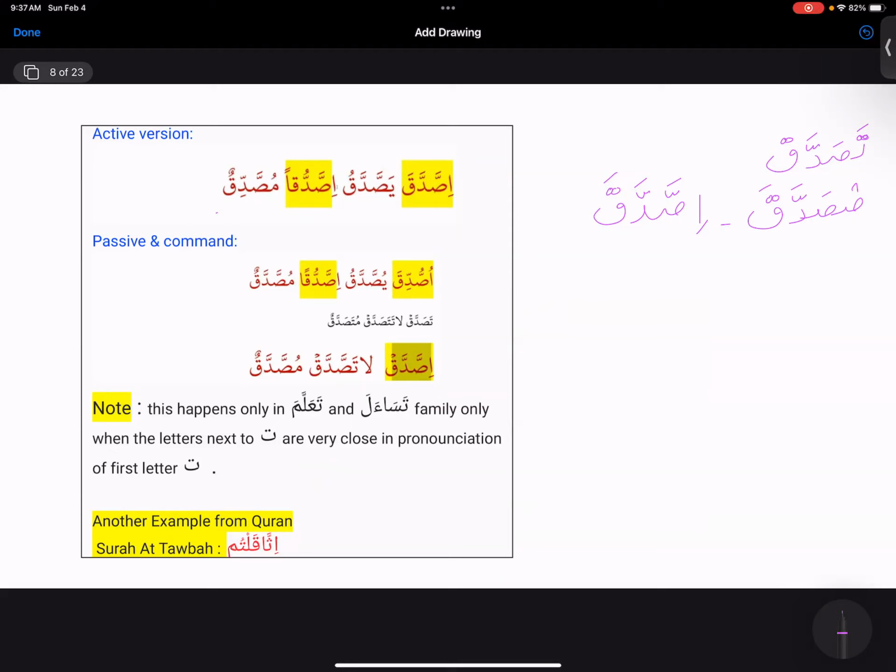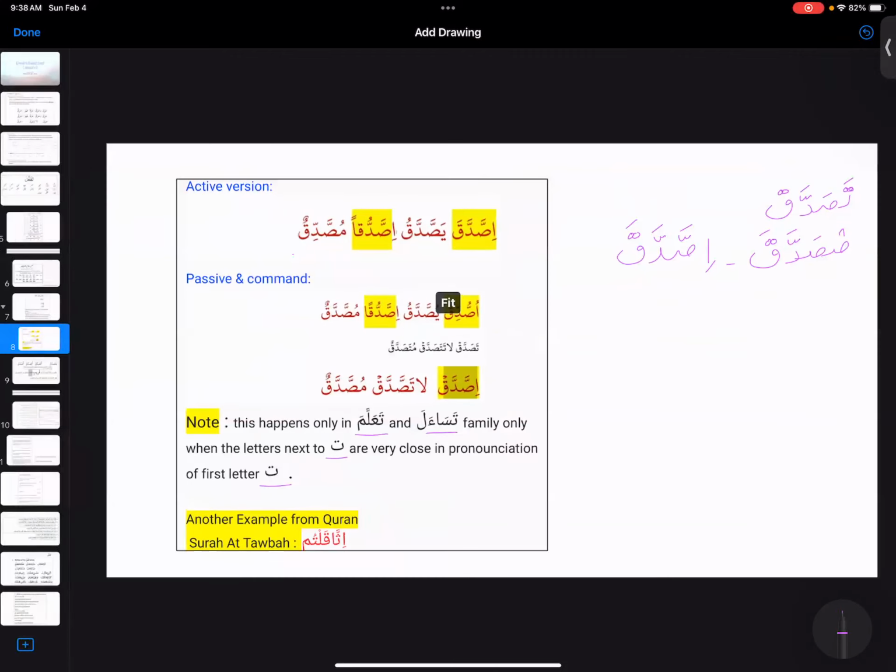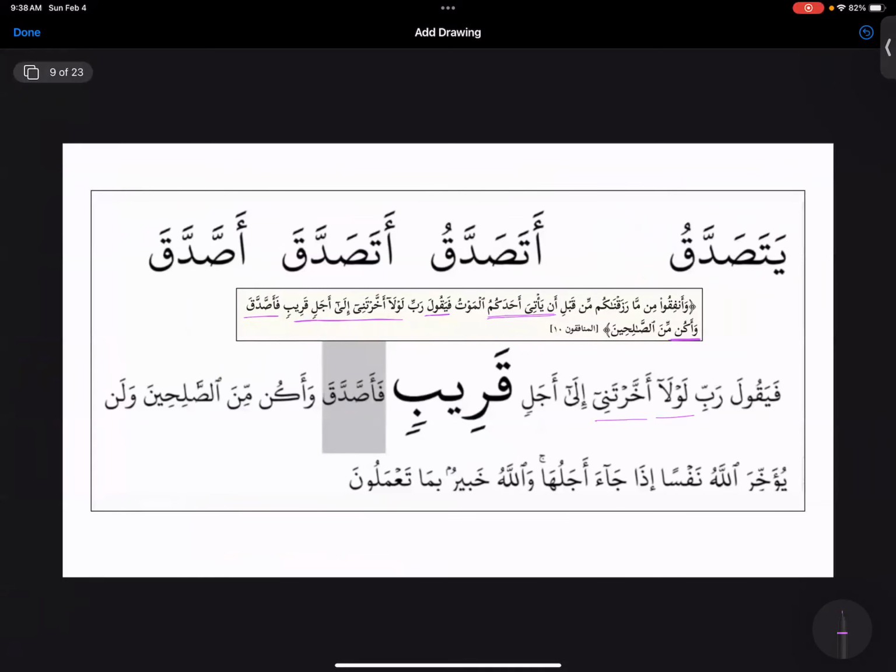Musaddiqun. Yes. So this happens only in ta'allama and tasala, family 5 and family 6, only when the letter next to ta is very close to the pronunciation of ta. Okay, so again, this is basically tajweed. Right? Meanings are not changing, generally. Yes, same exit for the letter, the makhraj. Dal, dal. Yes, exactly. Nice, this is interesting to know.